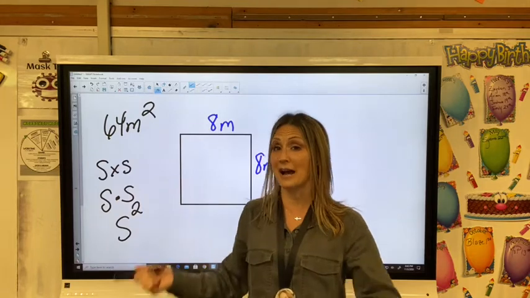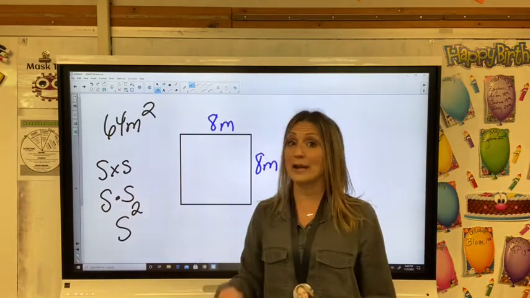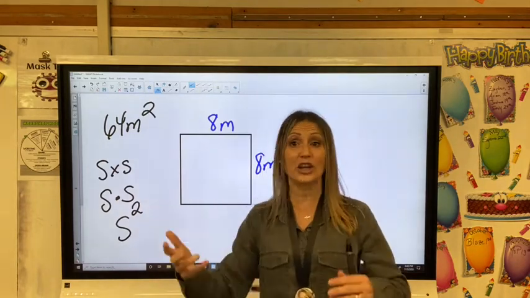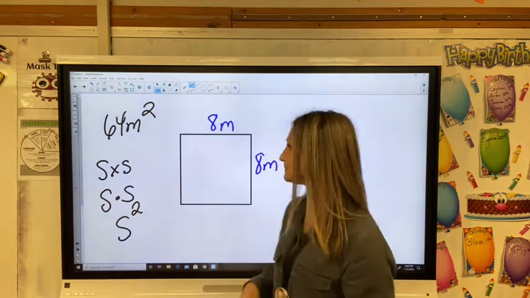That's the formula of the square. Again, we can find the formula that we need to use for whatever figure is in front of us.